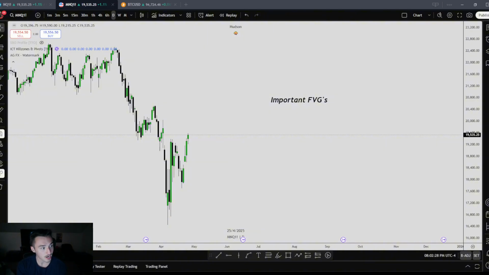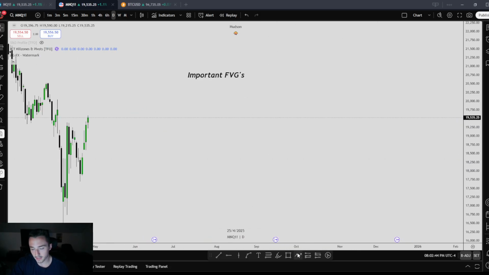Today's Beginner ICT Concepts, we are going to be going over fair value gaps. We're just going to jump in and say what the important fair value gaps are, but the most important part is getting an idea of what a fair value gap is. So what is a fair value gap?